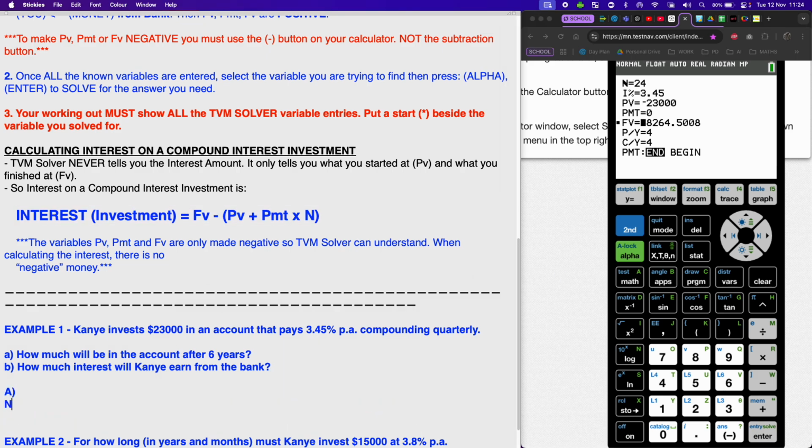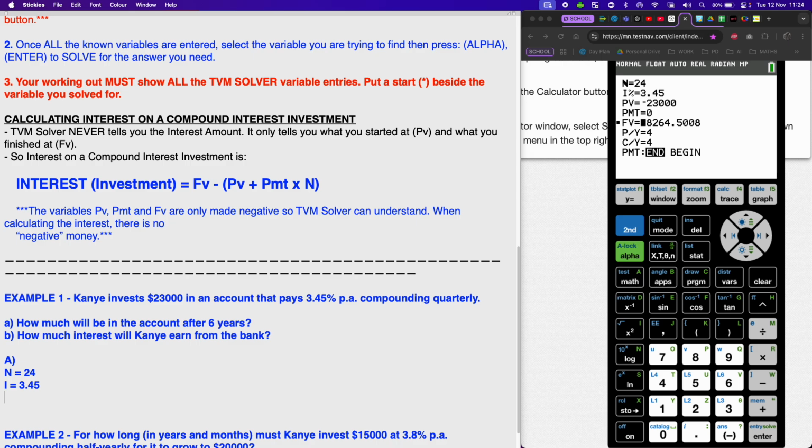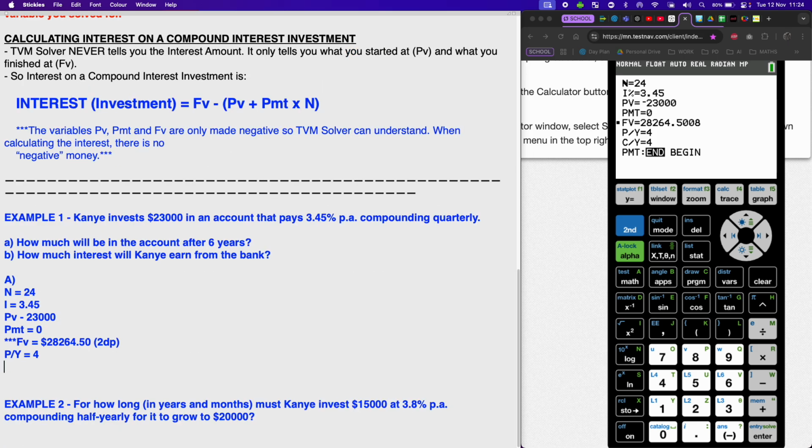So I need to demonstrate how to show proper working. The way that you would show your working is write out exactly what you put in: 3.45, PV, negative 23 grand, PMT, no payments. Put a star next to FV because that's what I solved for. So it looks like he gets $28,264.50 to 2 decimal points. PY is 4. CY is also 4.